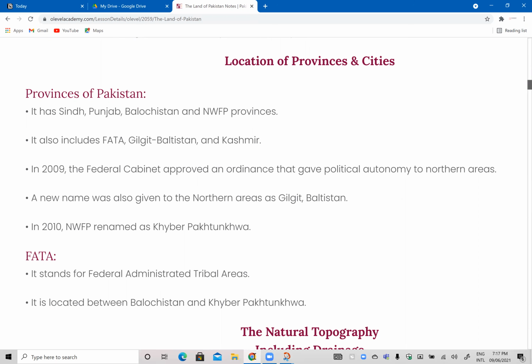In 2009, the federal cabinet approved an ordinance that gave political autonomy to the northern areas. This is the political autonomy that was given to FATA, and they were grouped together as the Federally Administered Tribal Areas. They have their own government and are administered by that government. A new name was given to the northern areas: Gilgit-Baltistan. In 2010, NWFP was renamed Khyber Pakhtunkhwa.